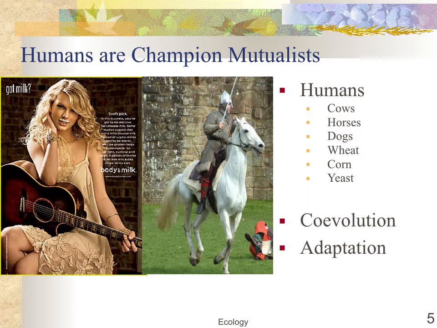Cows and horses are big mammals that are found worldwide. We've eliminated their competitors and made the environment safe for them. And so they have special features that we've kind of selected for, so they've evolved adaptations where they're good with humans. Likewise, plants like wheat and corn, we've spread those all around the world. And so we're champion mutualists. We use these animals and plants to benefit us, but we benefit them as well.